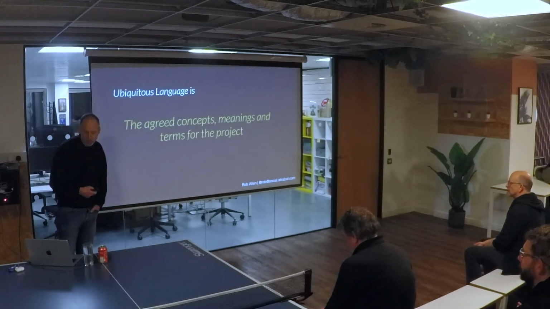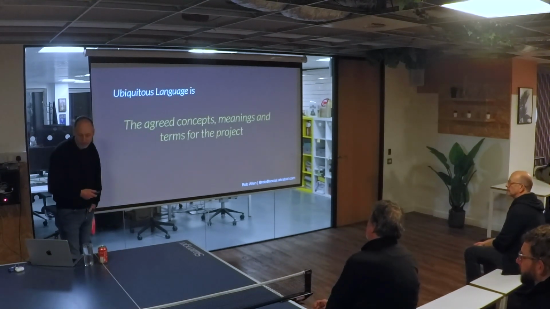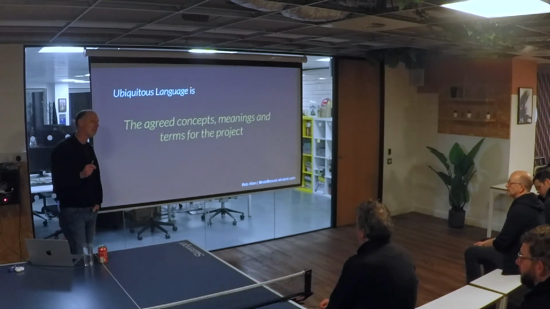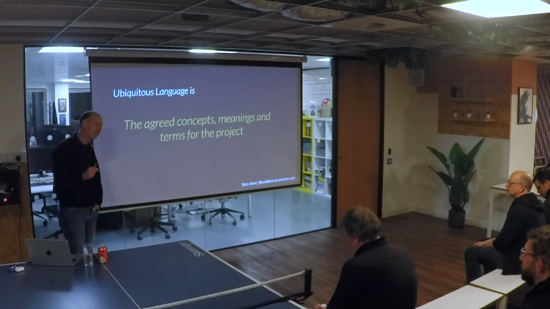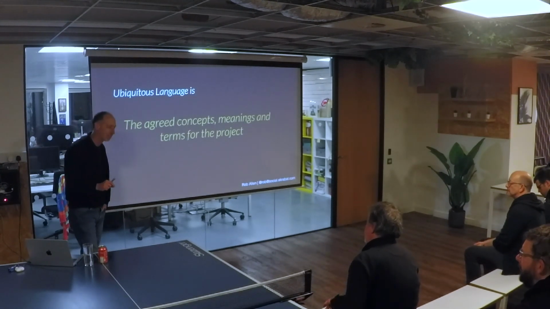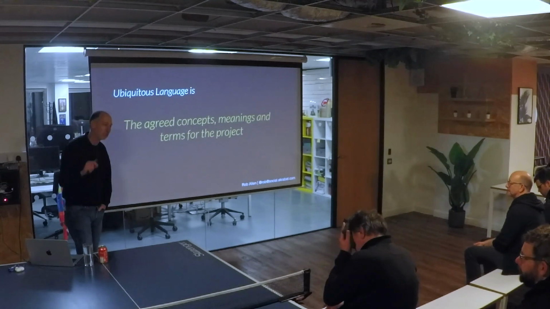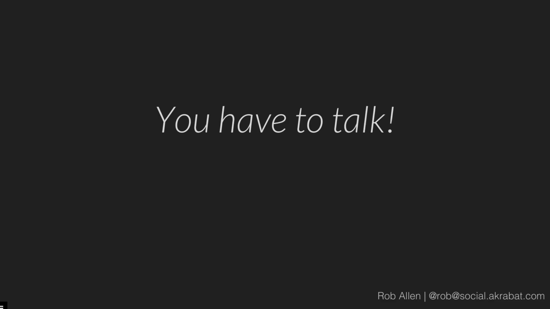So ubiquitous language is a common language or vocabulary between developers and our domain experts. It's limited to the domain problem. We don't try and solve and define every term that your customer has ever thought of in their business. There's an awful lot of them and nobody cares. Only the bits that are related to our project are the ones we care about. You have to talk.